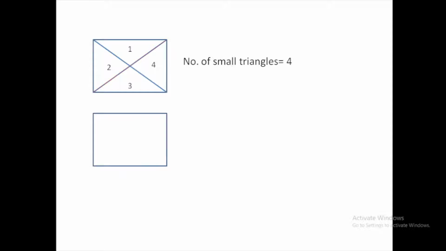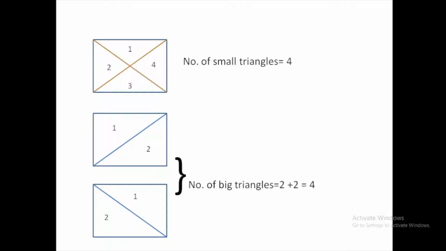Type 1 is counting triangles within quadrilaterals. Here we have a rectangle with its two diagonals crisscrossing one another. The total number of small triangles that we find here are 1, 2, 3 and 4. Now let's take one diagonal at a time and count the triangles. 2. Let's take the other diagonal and it makes 2 triangles again. So the total number of big triangles are 2 plus 2, 4.